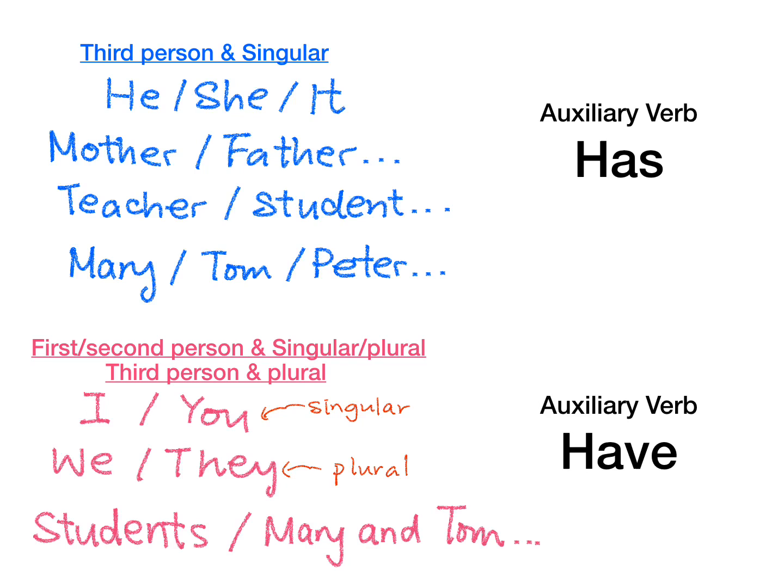And then for all the rest, the others, such as first and second person singular, or first, second, third person plural, or third person plural, we'll use have. For example, I and you, that is first, second person singular. We, first person plural, or they, third person plural, or any proper or common nouns, but in plural forms, such as students, Mary and Tom, with more than one person, then we'll use have. So these are the rules to choose when to use has and when to use have.